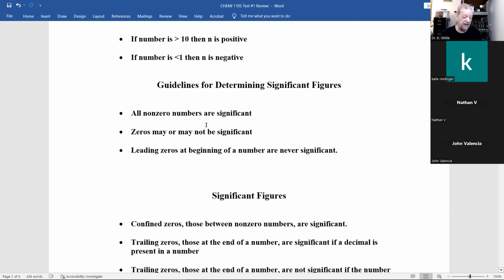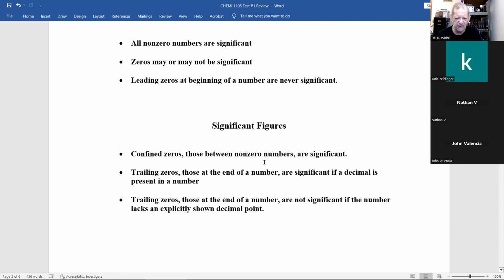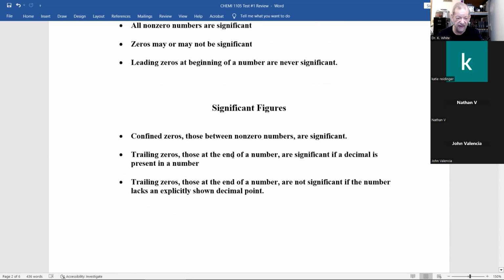Now, next, I talked about a very important area dealing with numbers, and that's significant figures. And you should know how to determine how many significant figures a number has. Now, there are rules. I'll never ask you the rules, but for significant figures, all non-zero numbers are significant. Now, zeros may or may not be significant. That wasn't too helpful. But lead zeros at the beginning of the number are never significant. Confined zeros, those between non-zero numbers, are significant.